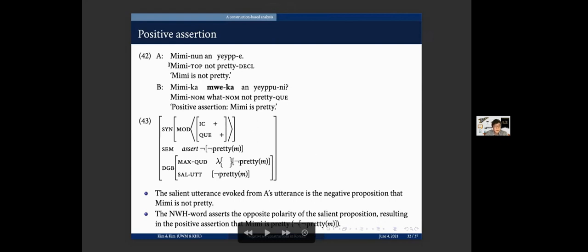And also here, 42A, 미미는 안 예뻐. This means Mimi is not pretty. And here B says, 미미가 뭐가 안 예쁘니? This means Mimi is pretty. So in this case, the salient proposition is not P, Mimi is not pretty, evoked from A's utterance. And the NWH phrase functions to assert the reverse polarity of the proposition here. So not P. So this means that because of this double negation, we can get a positive assertion. Mimi is pretty here.